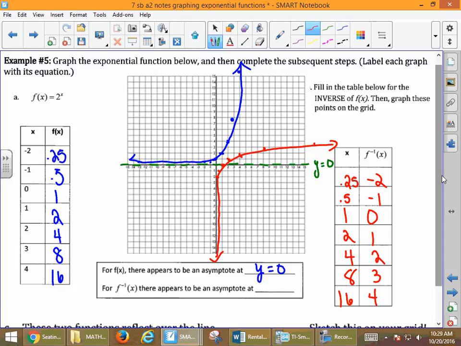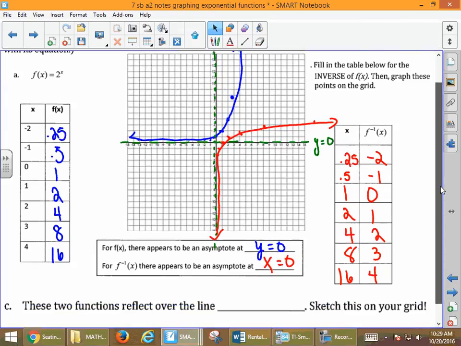There happens to be another asymptote in this graph now. For our blue graph, what we ended up with is y equals 0. What do you think the asymptote is for the red graph? Jordan? X equals 0. It's going to be the y-axis this time.